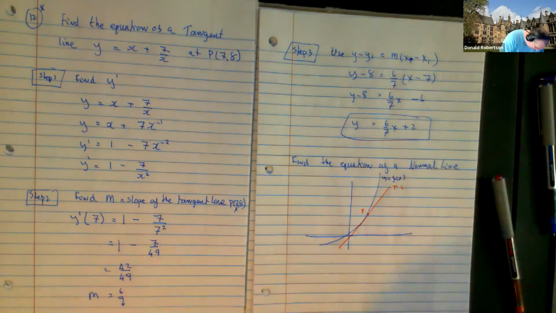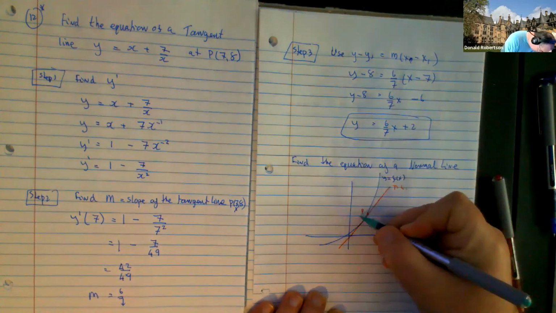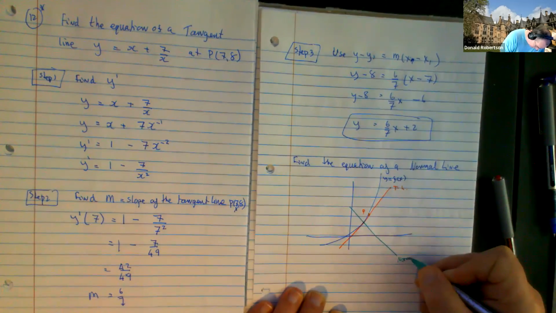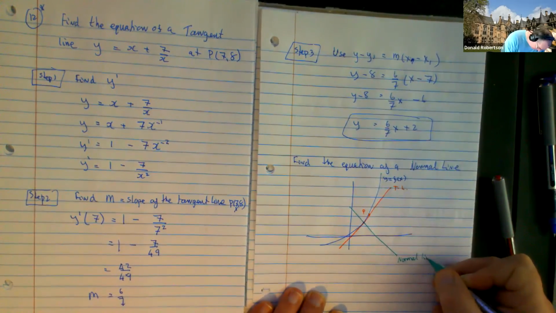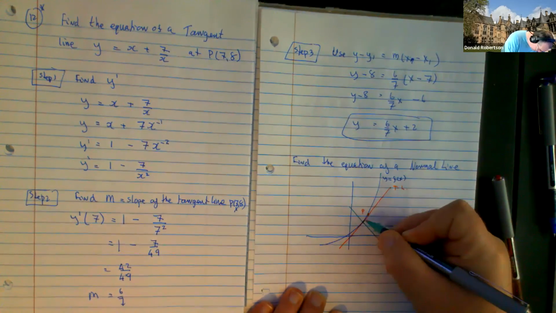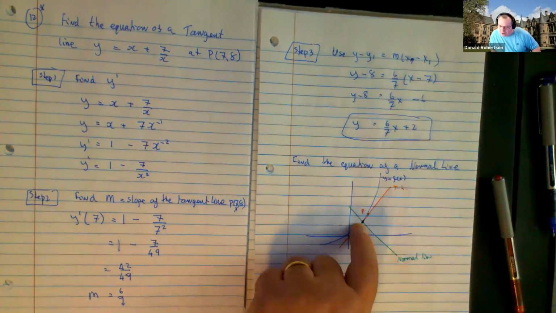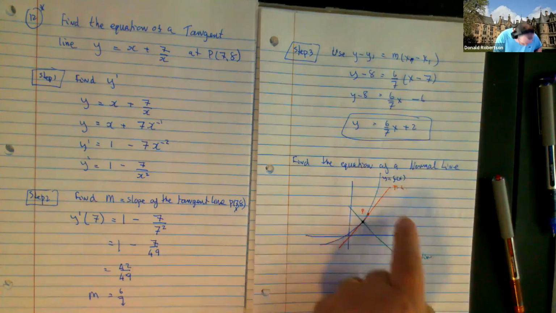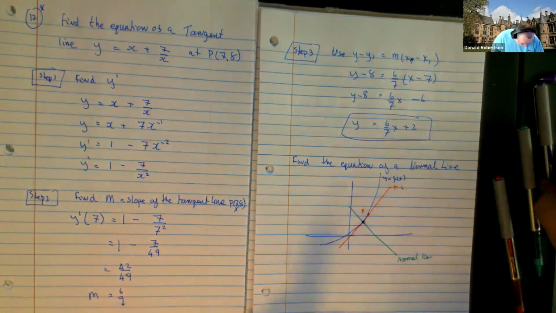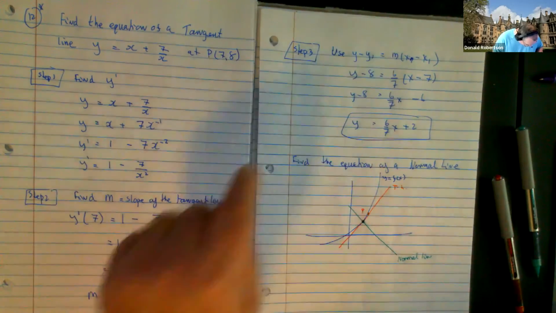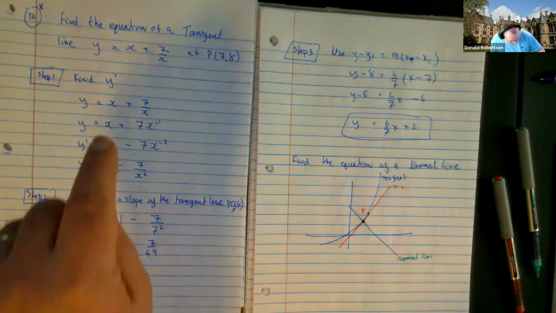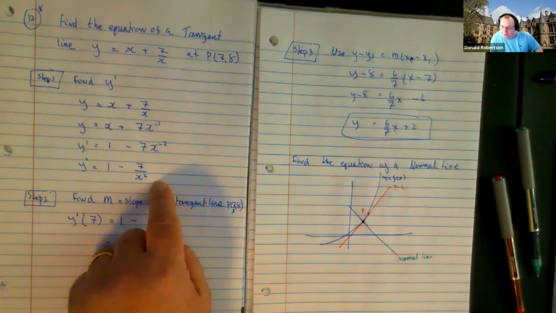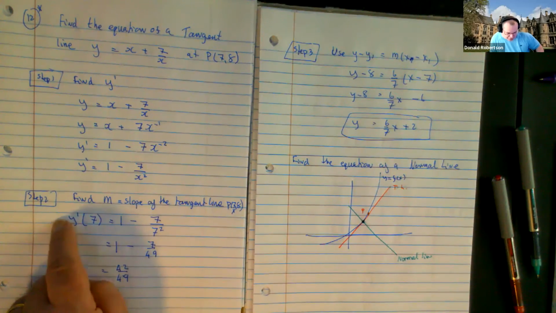A normal line is at right angles to the tangent line. So this is what a normal line looks like. And I'm going to pretend that P is now there, right? You see what a normal line does is different from what a tangent line does. Now, the good news is that it's virtually the same process with one important change. You will still do step one exactly the same. Done, right? Step two is where the change happens.